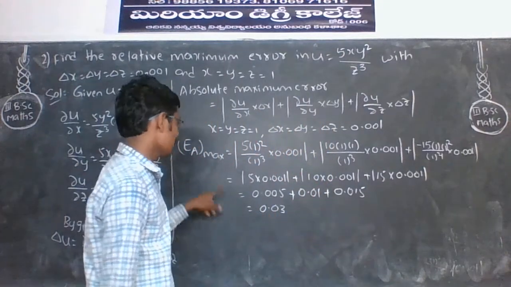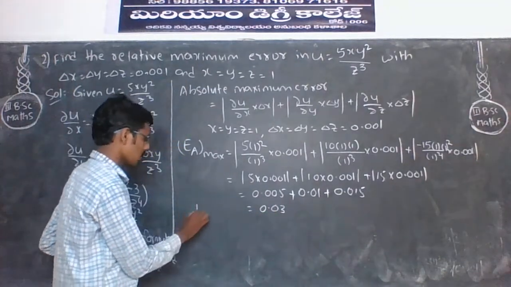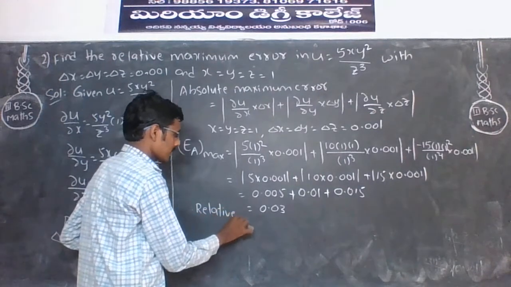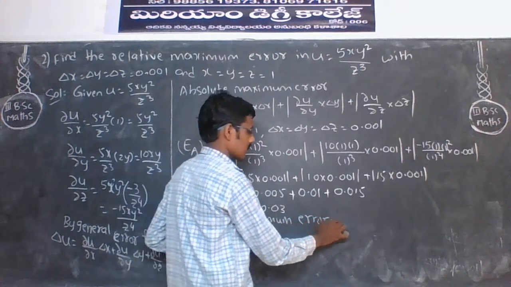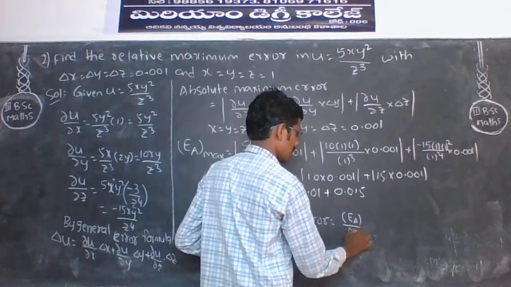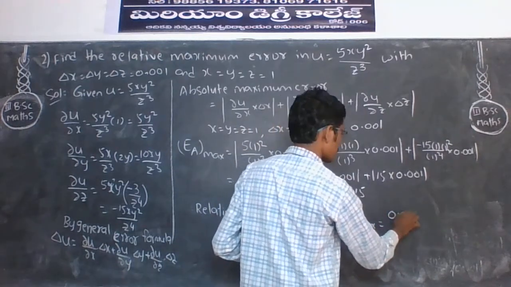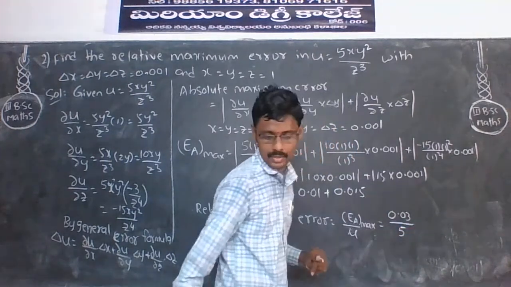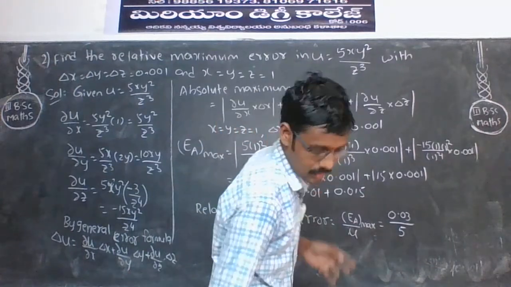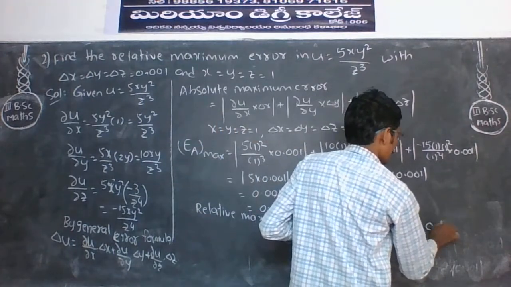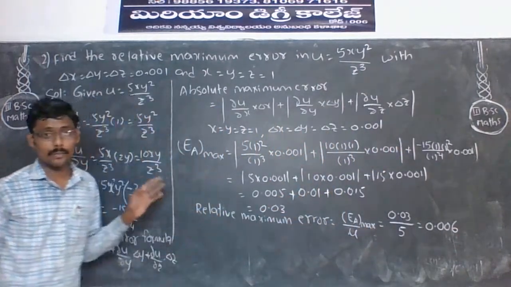Absolute maximum error 0.03. Therefore, relative maximum error is equal to EA maximum by U. U value 5, so 0.03 by 5 is equal to 0.006. This is the second problem.